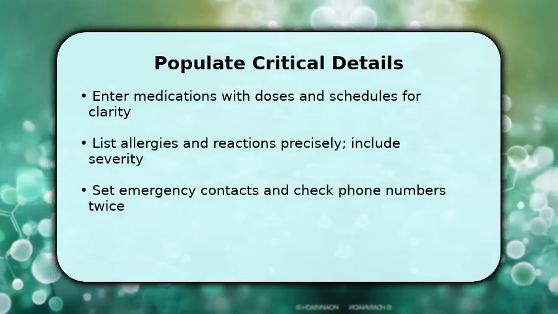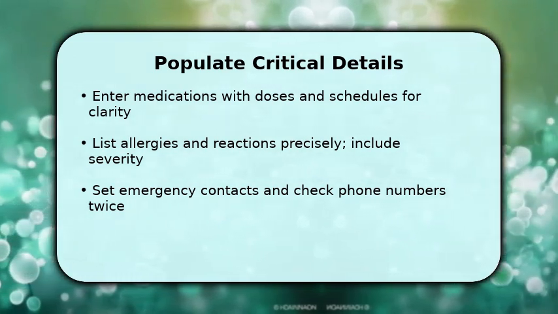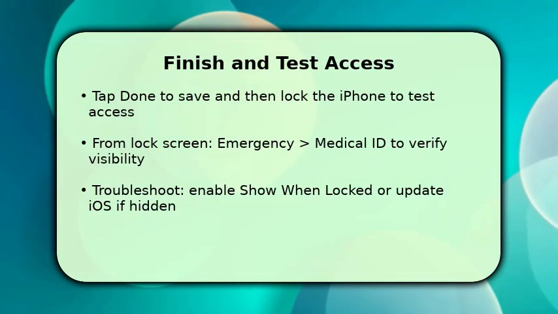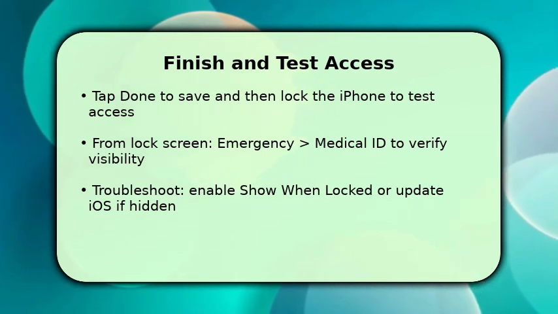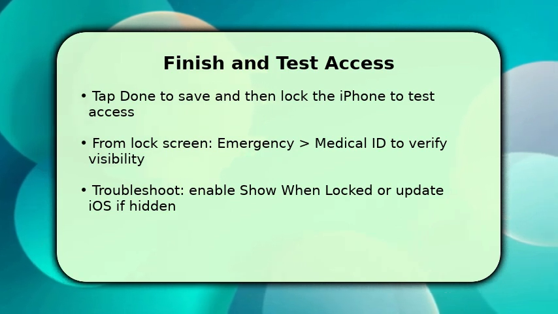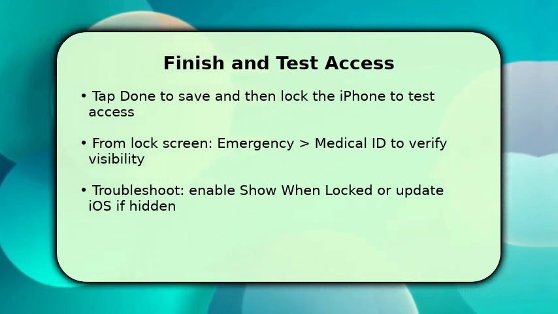Inaccurate contacts are useless. Make sure you toggle Show when locked on so responders can access the medical ID. Complete the process by tapping Done, and then you should test visibility from the lock screen immediately. Lock the iPhone, then tap Emergency, then Medical ID.